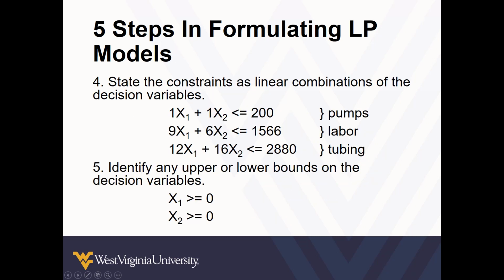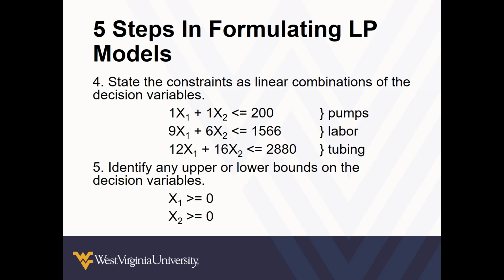And then we need to state our constraints as linear combinations of the decision variables. So each model requires one pump, so 1 times x1 plus 1 times x2 must be less than or equal to 200. So we cannot have any more than 200 pumps. And the same applies for labor and tubing.